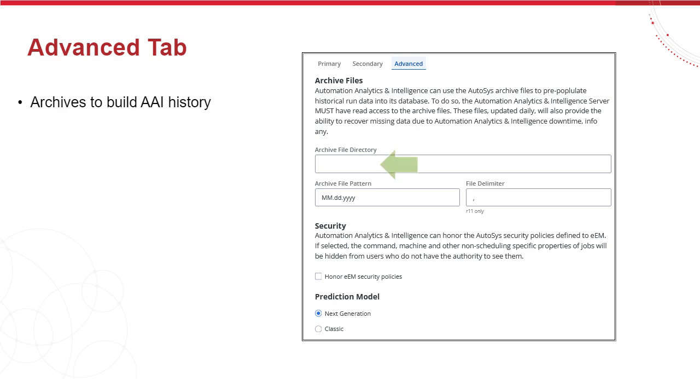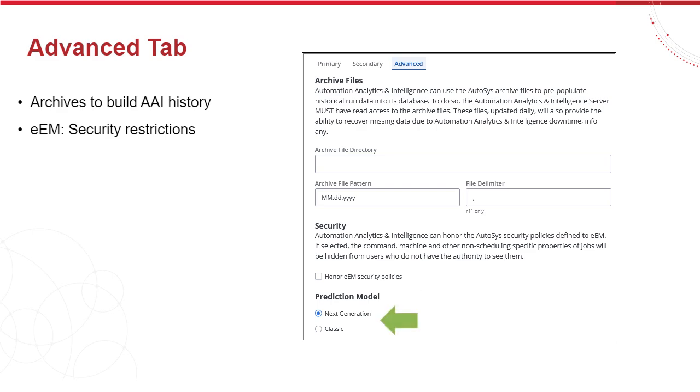The archive file directory is the location of the archives. You can also specify the file naming pattern which matches the archive file so that AAI can read it. You should specify the file delimiter, either pipe or comma, based on the version of AutoSys. You can honor EEM security policies if you're using the CA EEM domain and server and AutoSys has been added to it. If you check this box, some of the information such as jobs, commands, systems, and non-scheduling properties of jobs will be hidden from the EEM users who do not have the proper authority.